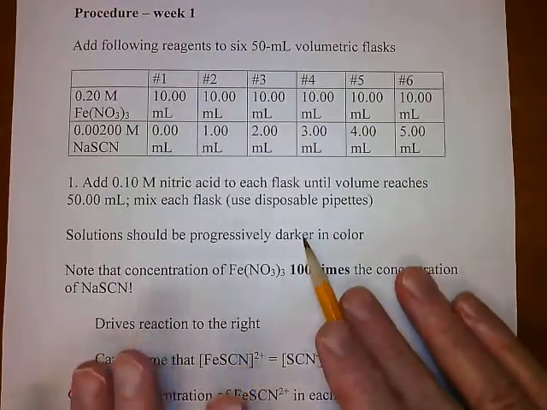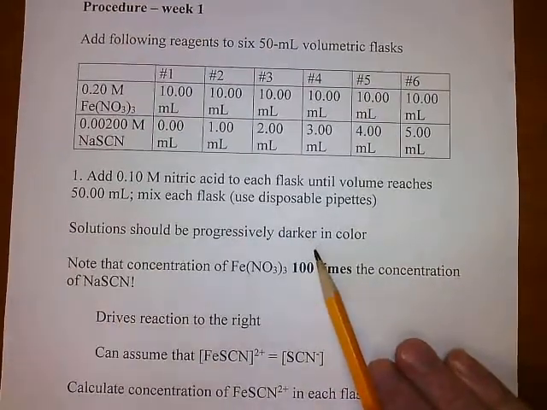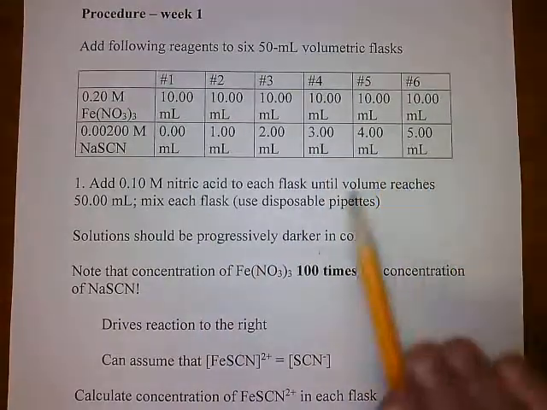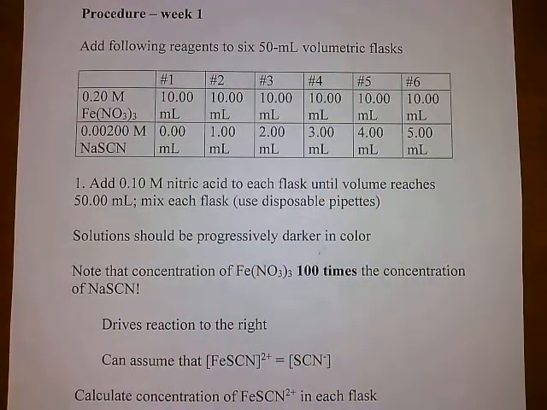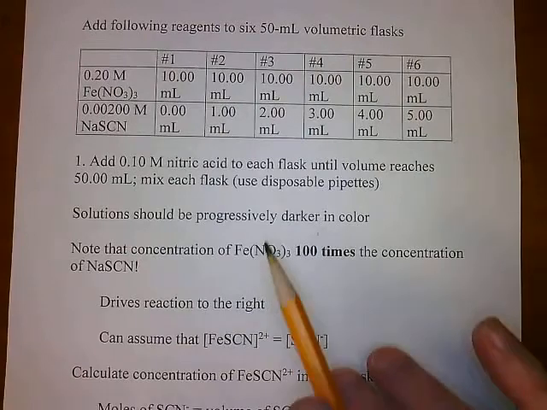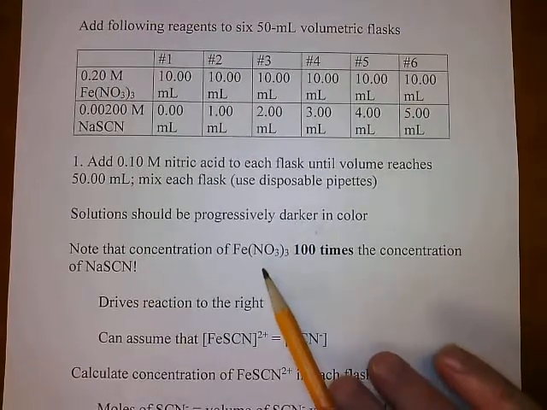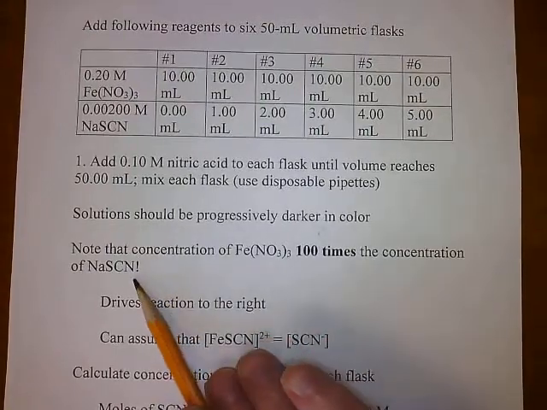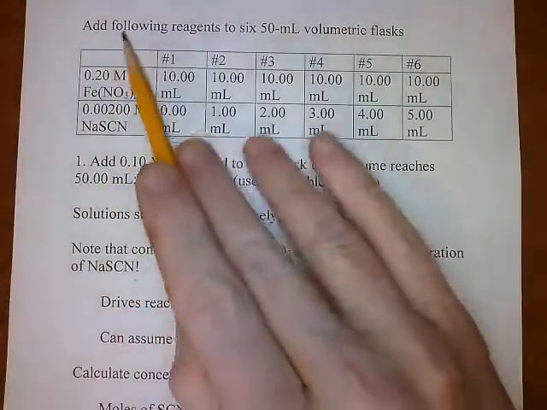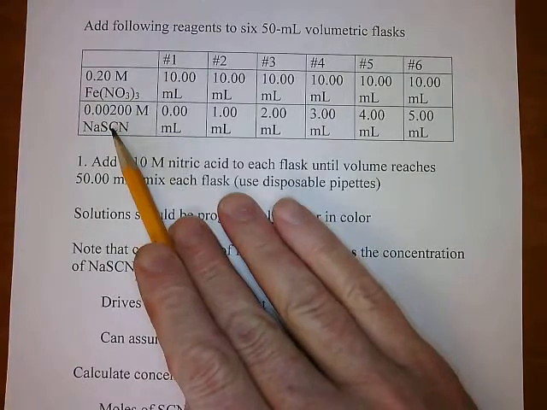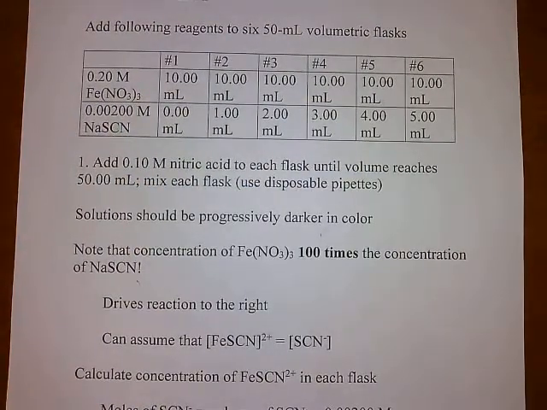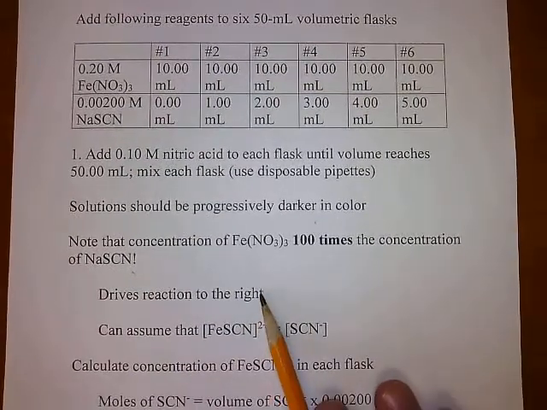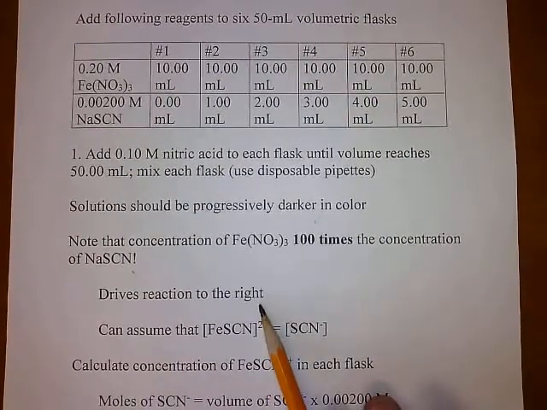Now, the solutions should become progressively darker in color. Why is that? Because we're putting in more and more and more of the sodium thiocyanate solution. Now, note that the concentration of the ferric nitrate is 100 times that of the sodium thiocyanate, right? This is 0.2, this is 0.002 molar. That's 100 times difference. There's a reason why we're doing that. For Le Chatelier's principle, it drives the reaction to the right.